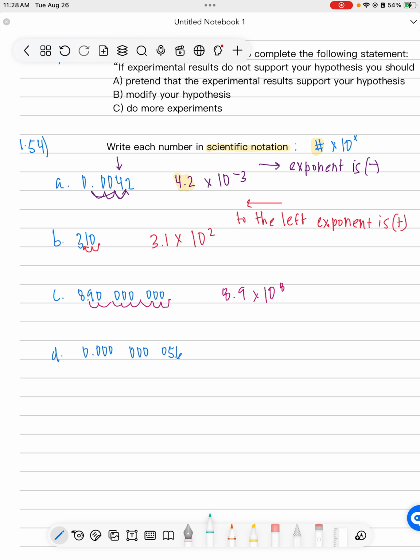So I know that my number is going to be 5.6. Now we just need to find out what our exponent is, and we know it's negative because we're going to the right. So we go to the right 1, 2, 3, 4, 5, 6, 7, 8 times. So our scientific notation is 5.6 times 10 to the negative 8.